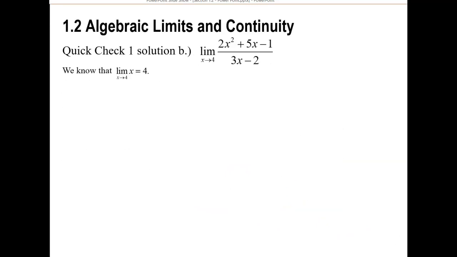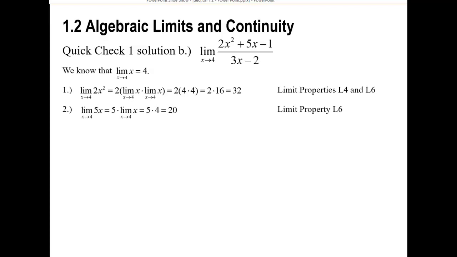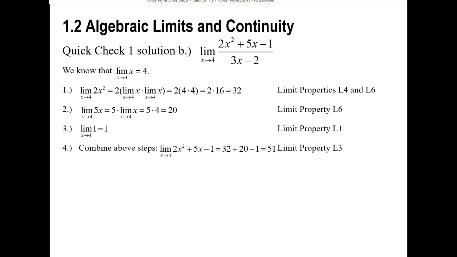All right, number 2, we know that, so they do the exact same thing here. I'm going to go through these pretty quickly. They go through what they know about just x, apply it to the 2x squared, then apply it to the 5x term, then apply it to the constant term, and then put all that together to get your numerator basically to be 51. Notice if you plug in a 4 here, 2 times 16 plus 4 times 5 minus 1 should be 51.